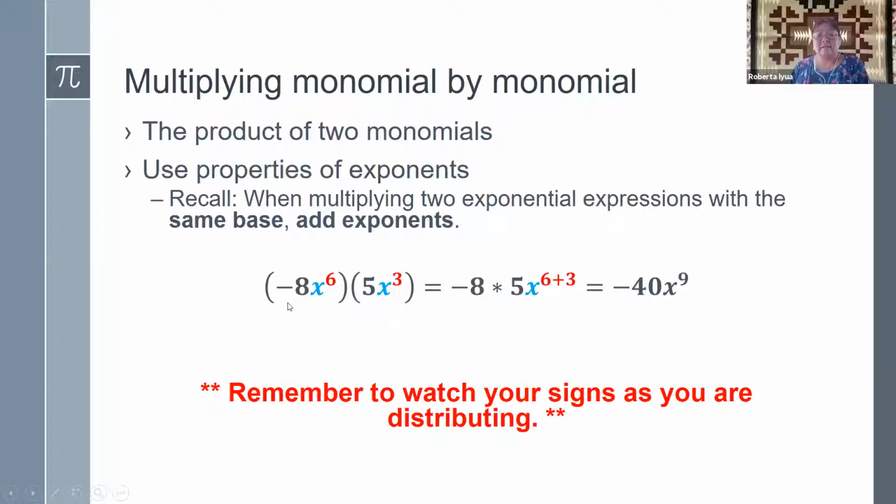As in this example, negative 8x to the 6th times 5x to the 3rd. Your coefficients, negative 8 times 5. You carry your base of x over, and you just add your exponents, 6 plus 3. And you will get negative 40x to the 9th. And always remember to watch your signs as you're multiplying.